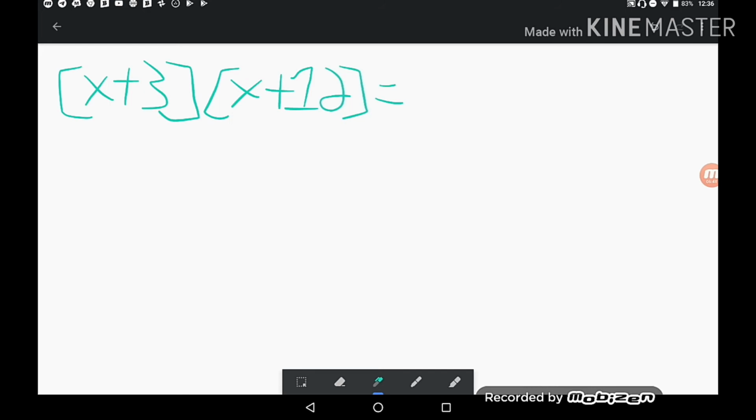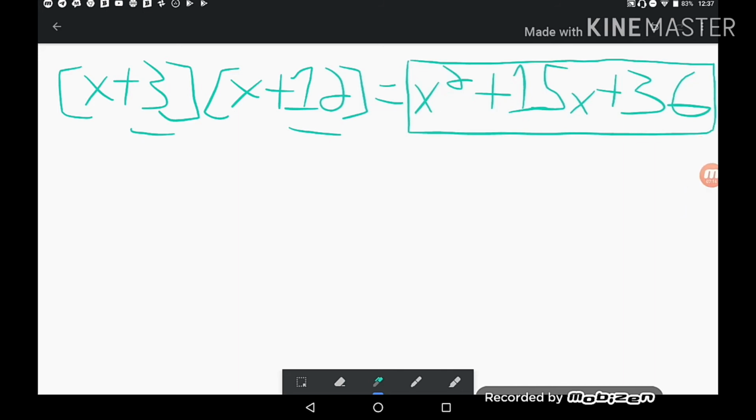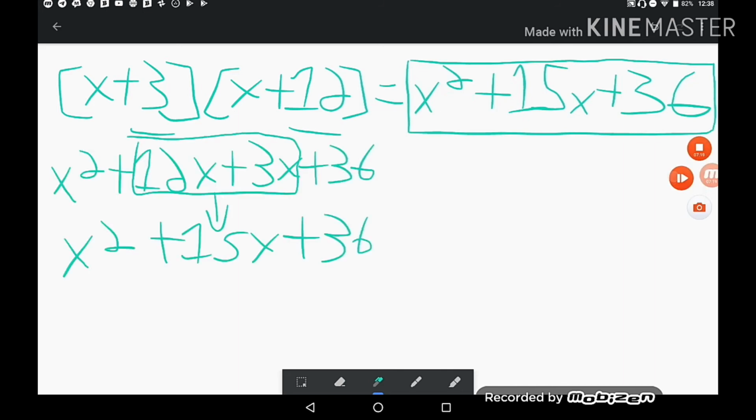X plus 3 by x plus 12. So again, x times x is x squared. 3 plus 12 is 15. Attaching an x would make it 15x. Then you have 3 times 12, which is 36. So you add that to make it positive 36. Sorry, it's a little scrunched up. Let me fix that. There we go. And of course, foiling gives you this.